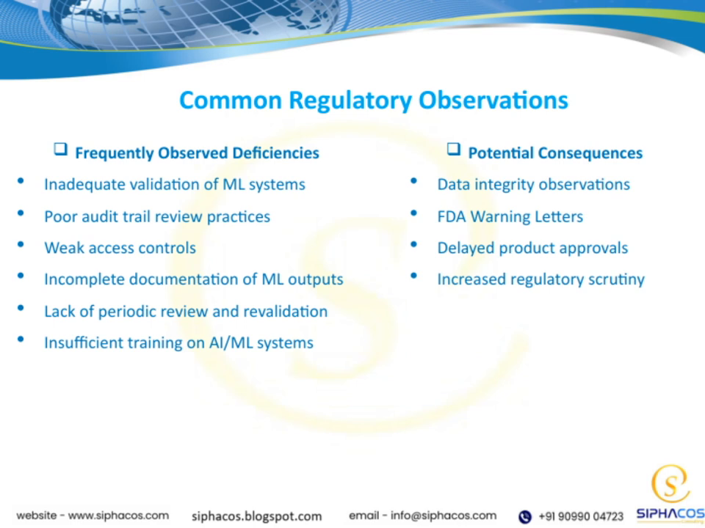Additionally, a lack of periodic review and revalidation can result in outdated models continuing to operate without necessary updates, increasing the risk of errors. Finally, insufficient training on AI and ML systems can lead to improper use or misinterpretation of results, which again raises compliance and safety concerns. All of these deficiencies highlight the importance of establishing robust processes and controls to maintain compliance and ensure the integrity of our systems and data.